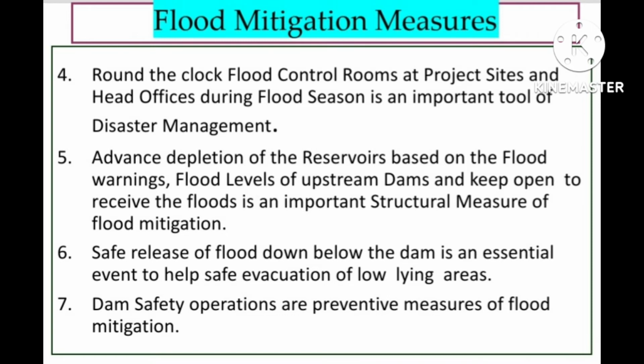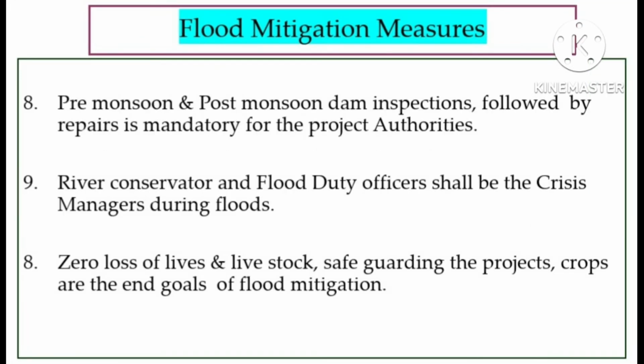Safe release of flood below the dam is essential, even to help safe evacuation of low-lying areas. Dam safety operations are preventive measures of flood mitigation. Pre-monsoon and post-monsoon dam inspections followed by repairs are mandatory for the project authorities. River conservator and flood duty officers shall be crisis managers during floods. Zero loss of lives and livestock and safeguarding the project's crops are the end goals of flood mitigation.